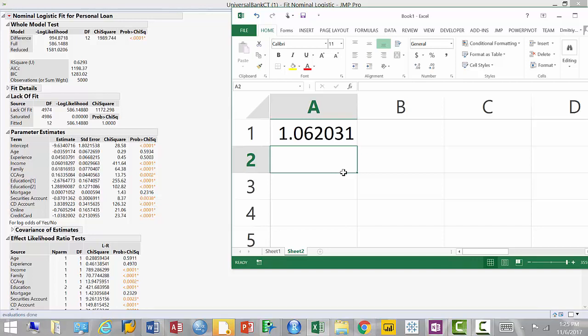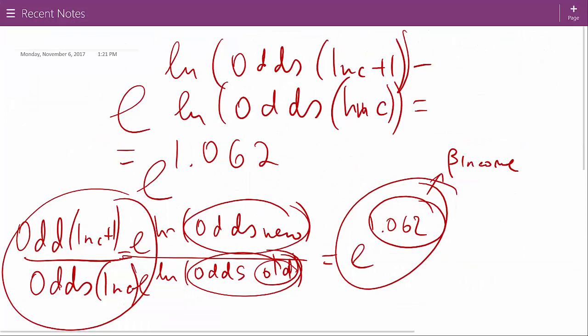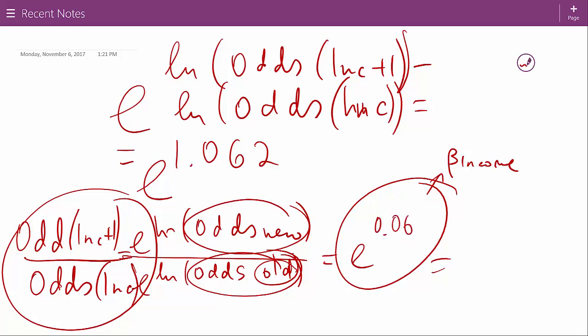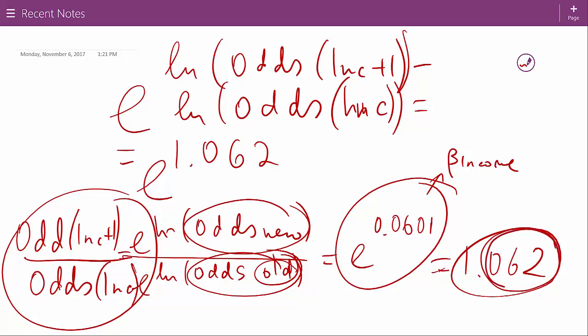We said the meaning of that is odds under the new income plus 1 divided by odds under the old income is equal to 1.062. The meaning of that is that the new odds, when my income goes up by 1, are 6.2% higher than the old odds. Remember how we arrived at this interpretation? This portion of my odds ratio tells me that my new odds are 6.2% higher than the old odds. Agree?